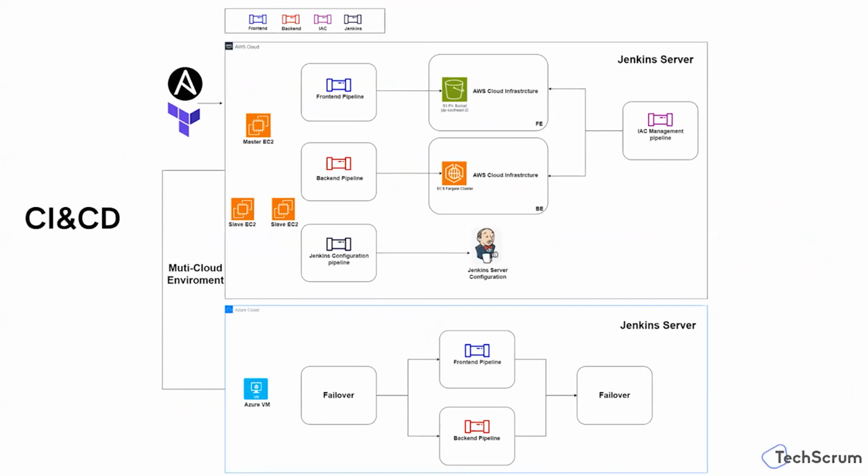And now I'm going to walk you through the Jenkins CI/CD overview. So we have set up the pipelines for both UAT and production environments. They are multi-cloud environments, which include AWS and Azure Cloud Platform. The Jenkins servers are configured by Terraform and Ansible. The majority of pipelines are running on AWS EC2, where Jenkins master and slave are. And as you can see, we also set up another pipeline on Azure for failover function.